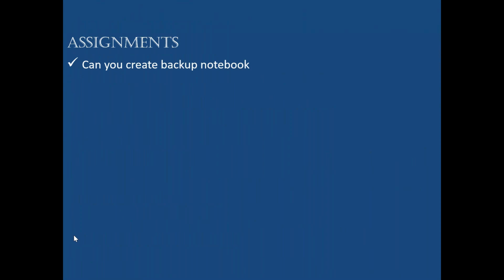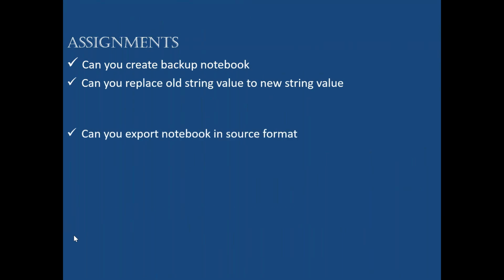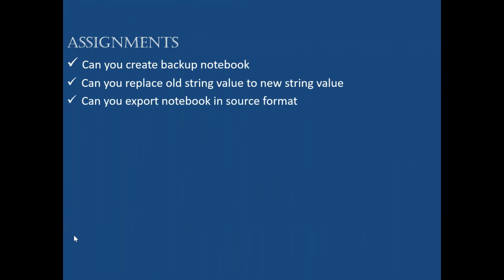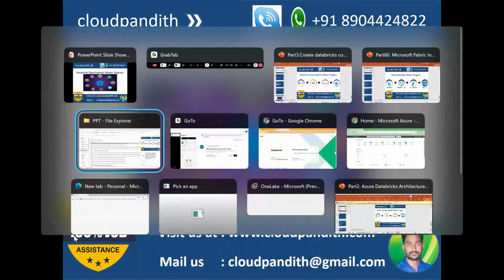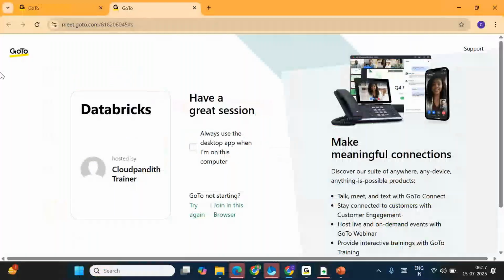So the assignment is, after the lab is completed, you need to create a backup notebook. You need to replace an old string value with a new string value in your notebook. You need to export the notebook in the source format. These are the three assignments you need to do. But first, what is our first goal for today, team? Creating the community edition. Very good. So the first goal for today is creating the community edition.